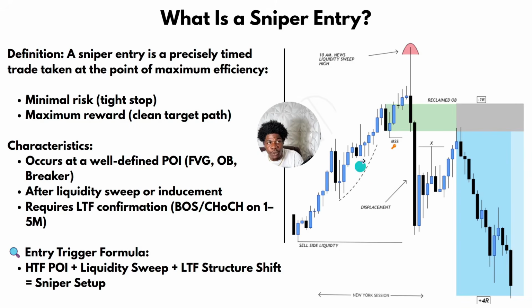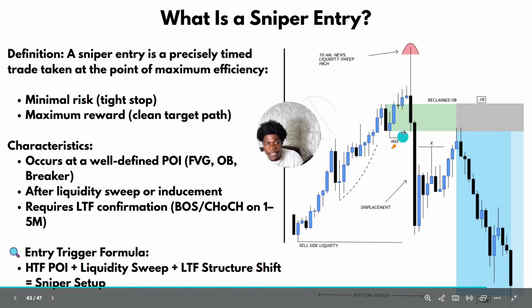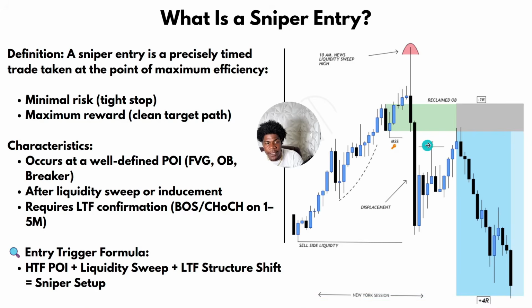As you can see in this chart format, price wicked up higher during our 10 a.m. news liquidity to sweep all these old highs right here, to then extend lower and give us a lower time frame market structure shift. And this right here was our clear displacement. On that pullback, right near our reclaimed order block, price left this inducement. This inducement is inducing this zone right here.